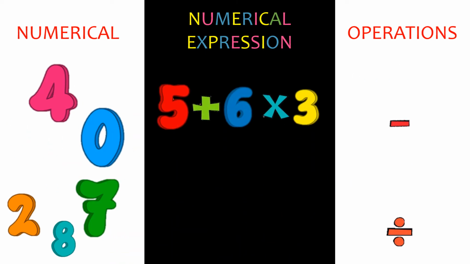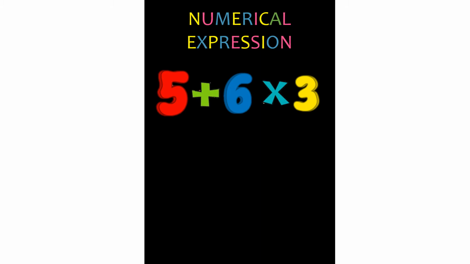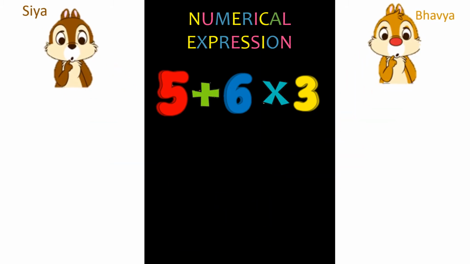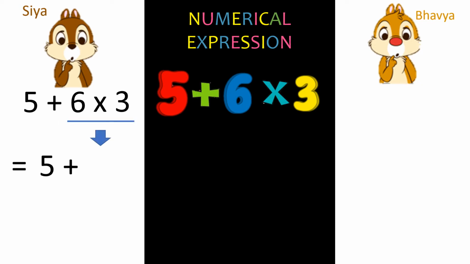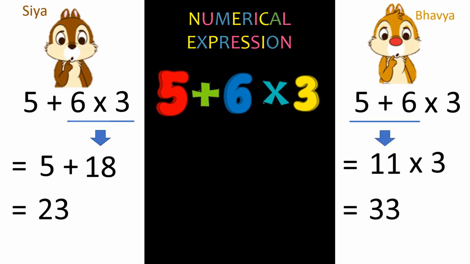But when we have an expression like this, 5 plus 6 multiplied by 3, where multiple operations are involved, things could get a little difficult. Let's call Sia and Bhavya to solve this. You go first, Sia. 5 plus 6 multiplied by 3. Sia does multiplication first. 6 3s are 18 and 5 plus 18 is 23. Your turn now, Bhavya. Bhavya does addition first. 5 plus 6 is equal to 11 and 11 3s are 33.